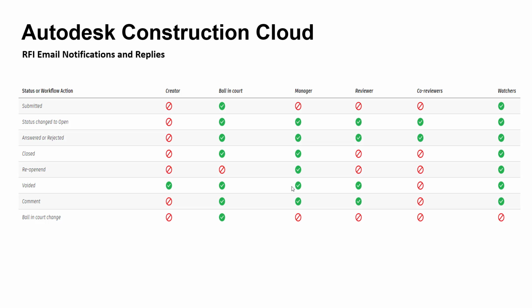If external collaborators are involved in the RFI workflow, you can provide these non-members with access using their email address so they can participate in the ball in court, reviewer, or watcher roles. In doing so, those participants can respond with an email which is captured in the RFI tool. This table shows when each participant in the RFI workflow receives an email notification.